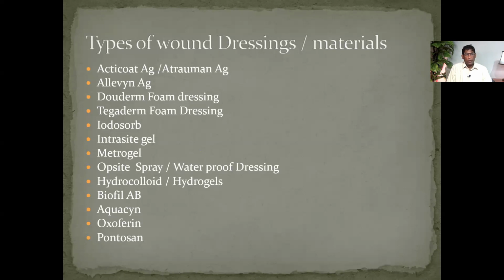Biofilm also comes in powder form, with particles. It has catalytic effects as well as absorbent effects, and there are antibiotics. The antibiotics present in it are mupirocin and metronidazole. So in some infected small wounds, it is important. Aquacin, again, is in spray form. It says that it has hydrocolloid and hydrogel properties.